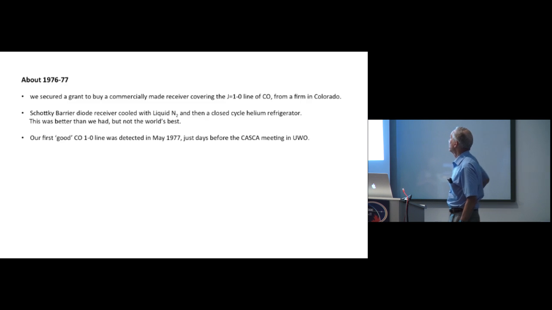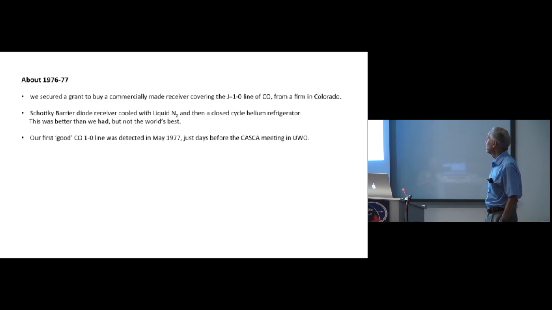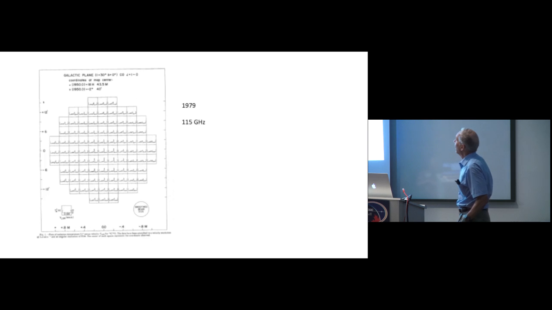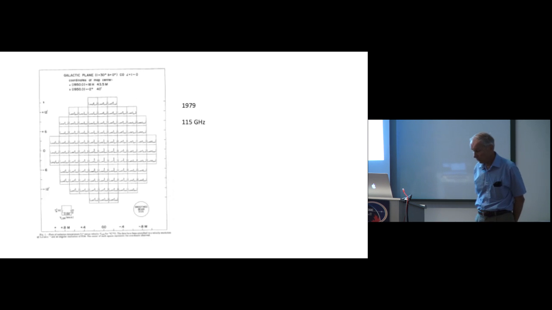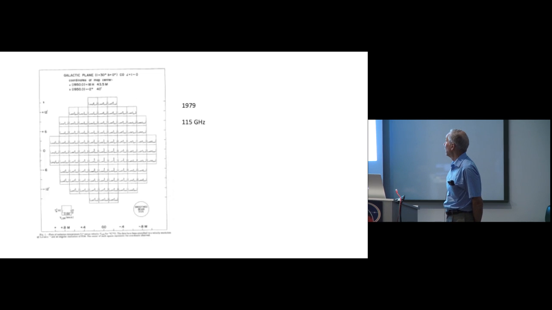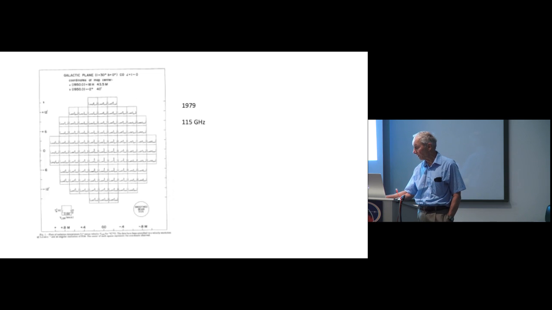And our first good CO line, 1 to 0, was detected in May 77, just days before the CASCA meeting at University of Western Ontario, now Western University. So that was important for us. And subsequently, this project, which was taken on in conversations with Butler Burton, was to map an area in the galactic plane at L equals 30 and B equals 0. And from this, we discovered several molecular clouds and the sizes of them. And that was the first time this area had been surveyed.